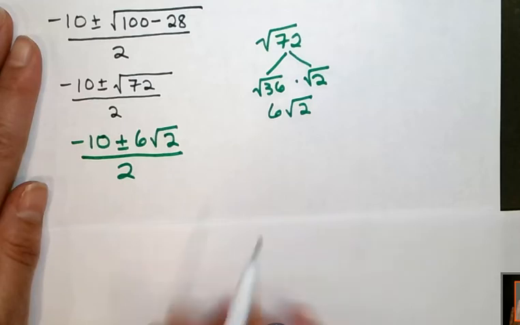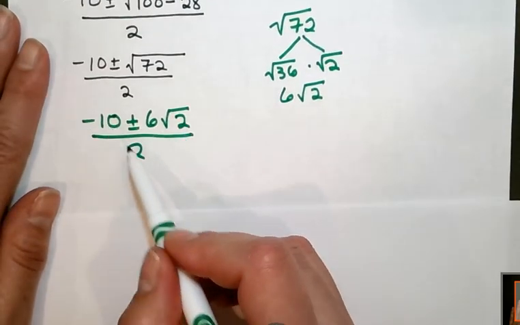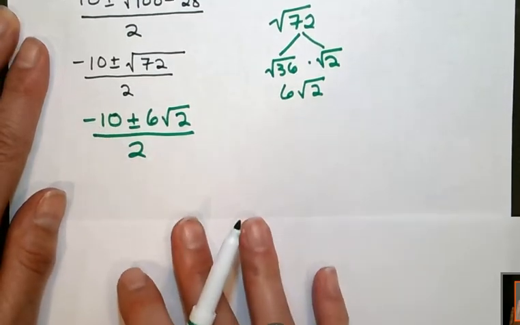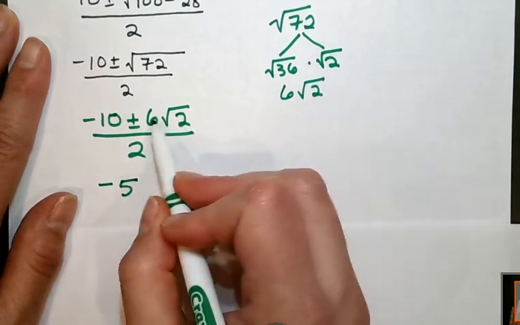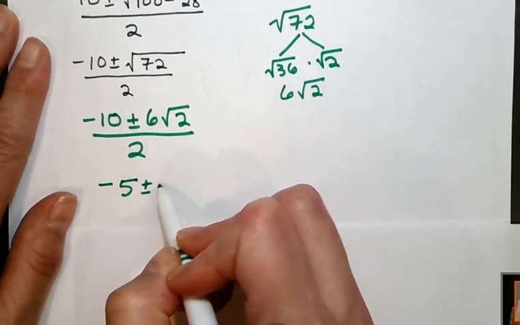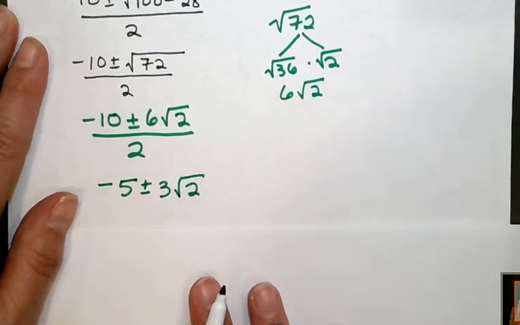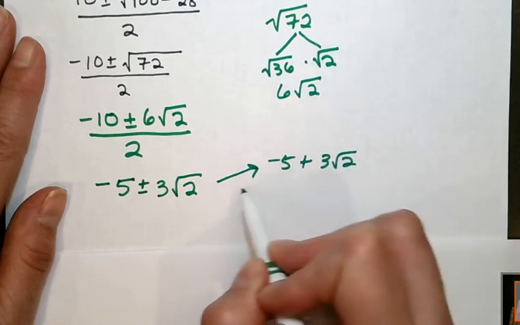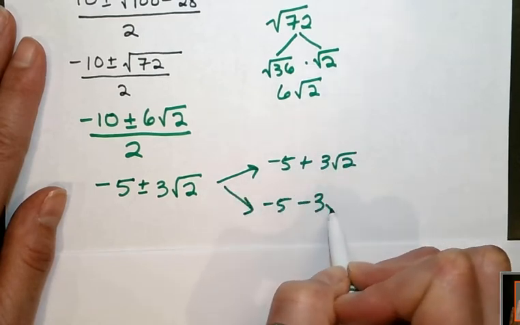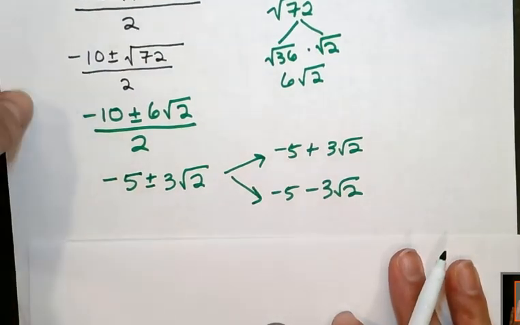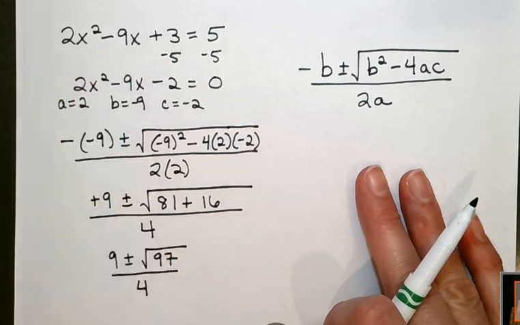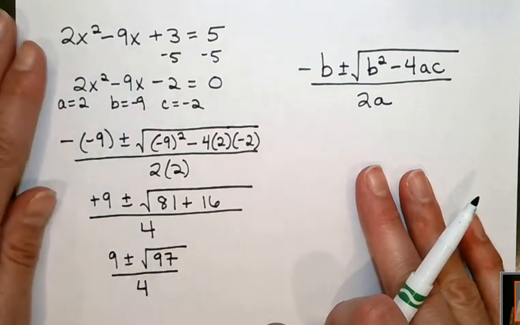So now I can write this answer as negative 10 plus or minus 6 square root of 2 all over 2. Okay, and then here I can divide the negative 10 by 2 and I can divide the 6 by 2. So negative 10 divided by 2 is negative 5. 6 divided by 2 is 3, so this will become plus or minus 3 root 2. Okay, so my two final answers are negative 5 plus 3 root 2 and negative 5 minus 3 root 2. Okay, one more example. I wanted to return to the one that we couldn't do with completing the square. If you didn't notice, the one we just did was the factoring one that we couldn't do.